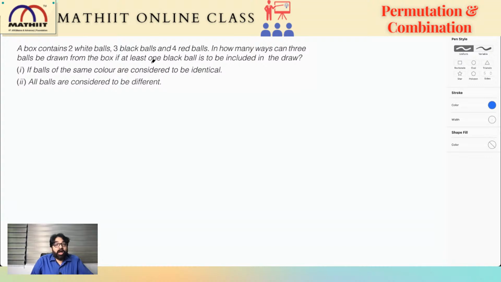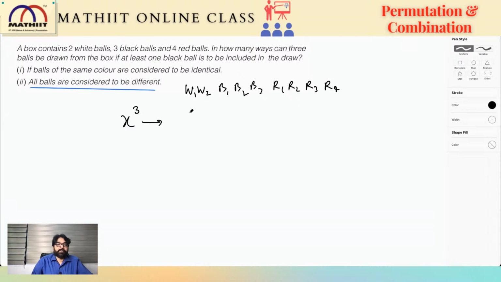Two white balls. All balls are considered as different. Okay, so it means I'm having W1, W2, B1, B2, B3, R1, R2, R3, R4. The coefficient of x power 3 in the bracket of this: W1, 1 plus x. You cannot say a W bracket, 1 plus x; W1 bracket only. W2, 1 plus x. B1, 1 plus x.